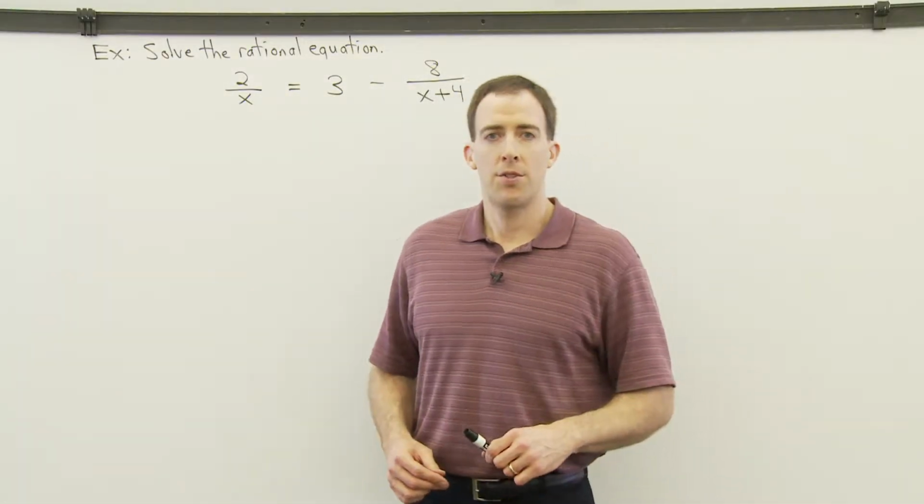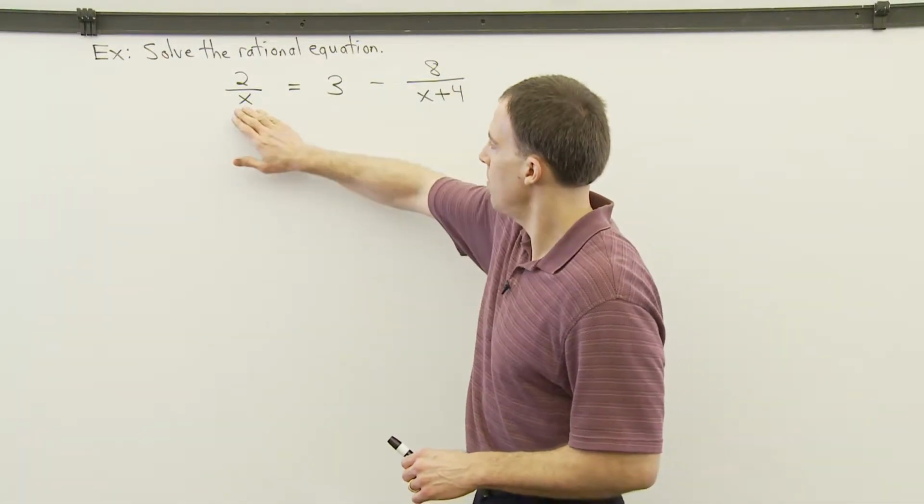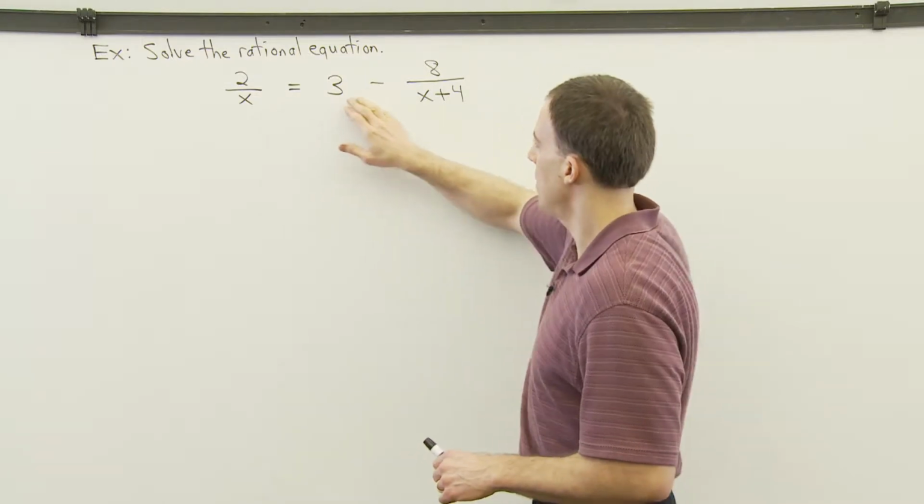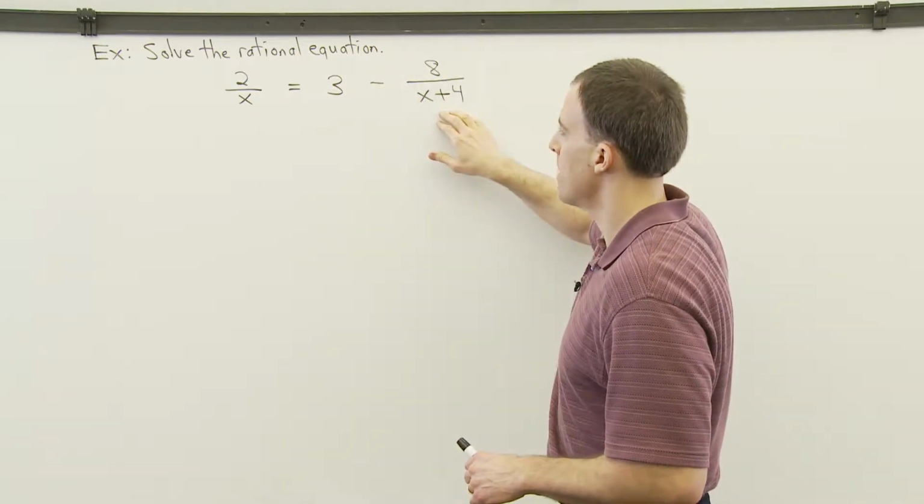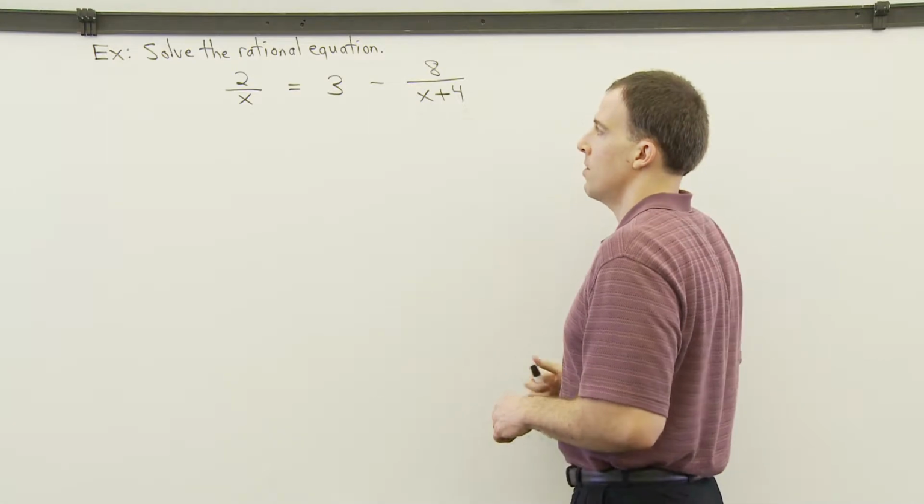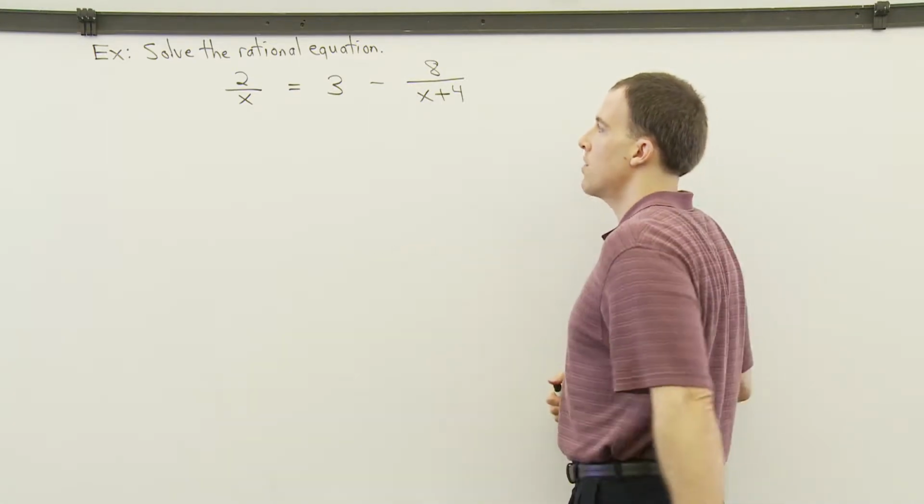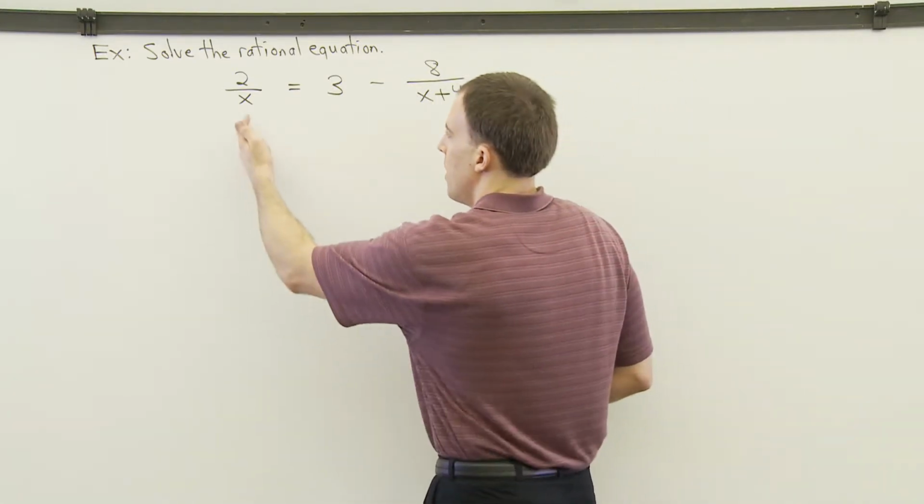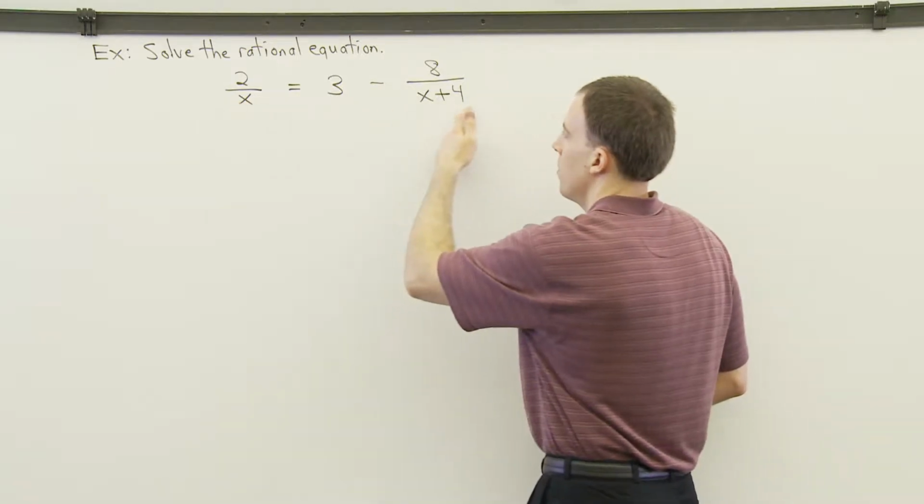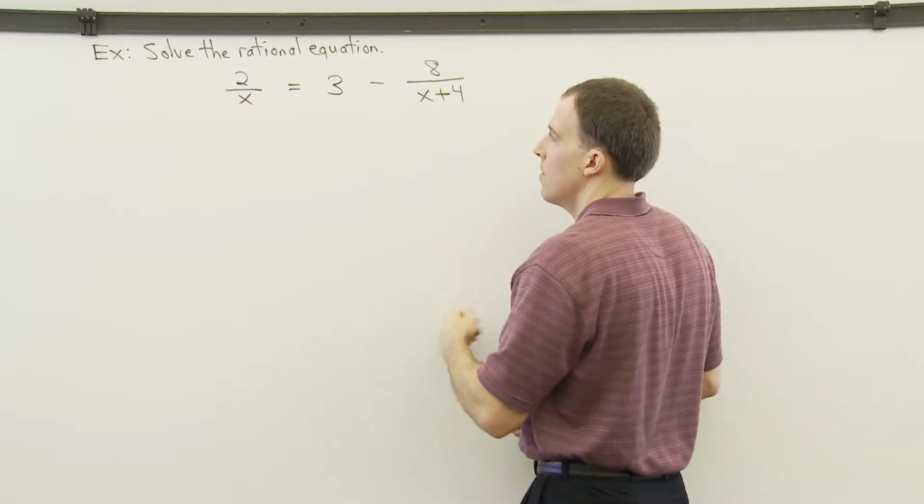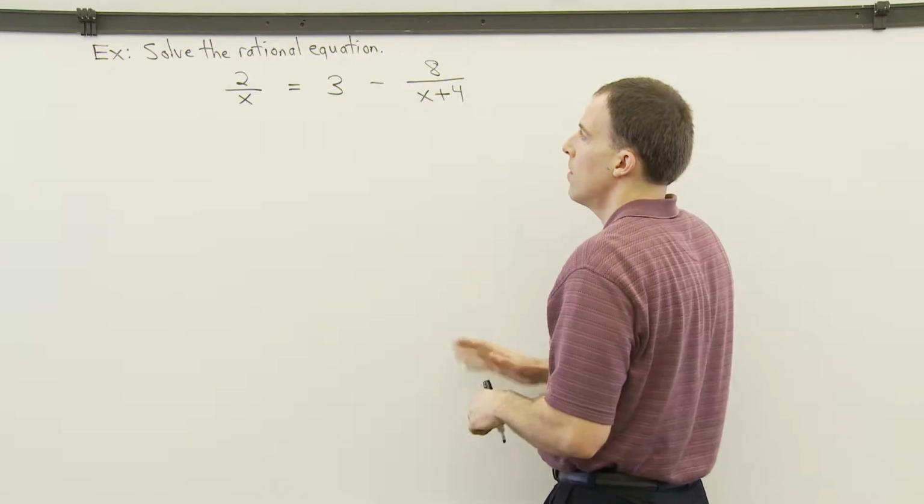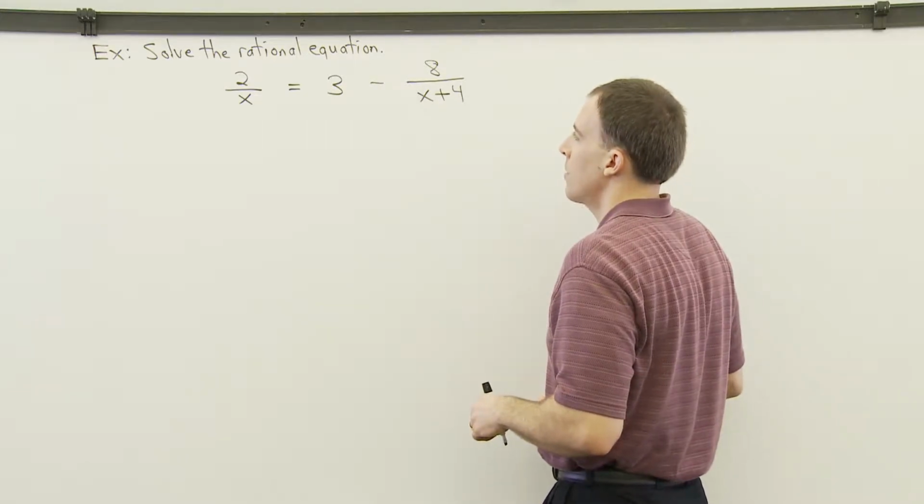In this example, we're asked to solve the rational equation. We've got 2 over x equals 3 minus 8 over x plus 4. The very first step in solving a rational equation is to make sure that all denominators are completely factored. And we just have 2 denominators here, the x and the x plus 4. Neither one of these denominators can be factored, so that step can be skipped. We've made sure that all denominators are completely factored.